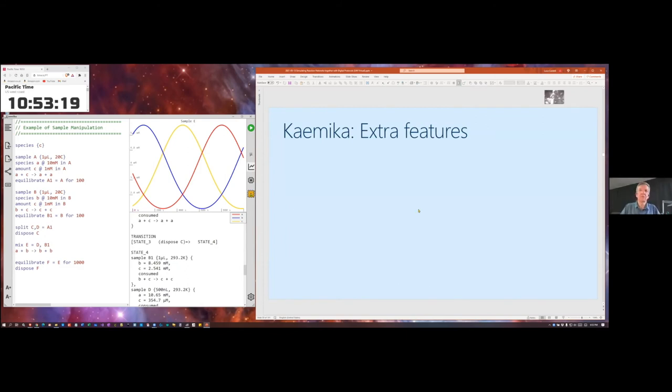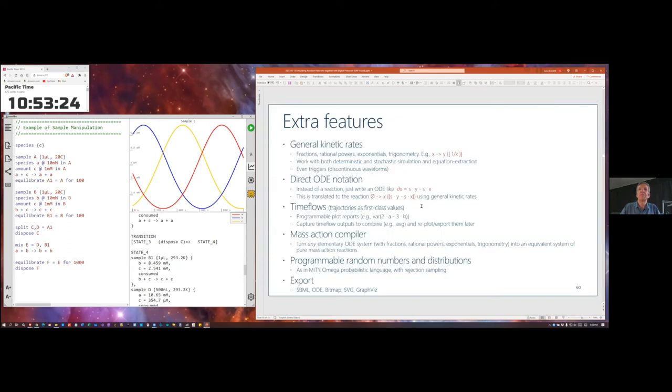Okay, so I want to start concluding. Kaemika has a bunch of extra features, which I'll mention very, very briefly. First of all, it has general kinetic rates. So you can write mathematical expressions as rates in a very freestyle way. You can use trigonometry, exponentials, rational powers, fractions. All that is supported by the stochastic simulation and so on. There are event triggers for discontinuous waveforms that is useful for sample inputs. There is direct ODE notation. If you don't want to write chemical reactions, you can write ODEs. It's just that they secretly get converted to reactions and then handled as reactions internally.